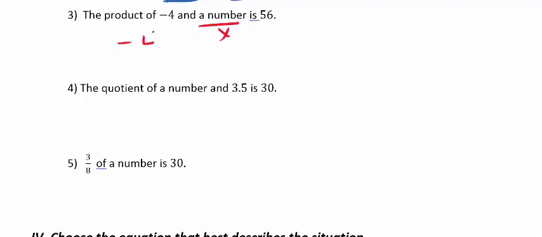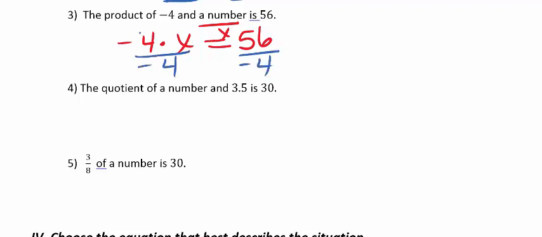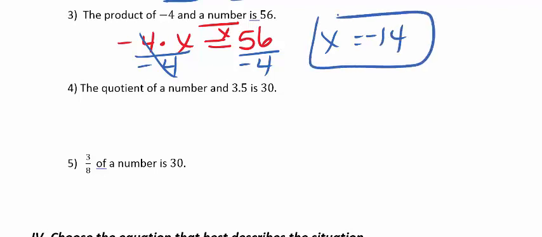In number 3, the product of negative 4 and a number, the product means times, and our number is going to be x. So the product of negative 4 and a number would be negative 4 times x is going to be 56. The opposite of multiplying is dividing, so we're going to divide both sides by that negative 4 to solve for x. And so 56 divided by negative 4 is negative 14. So x is going to be negative 14.